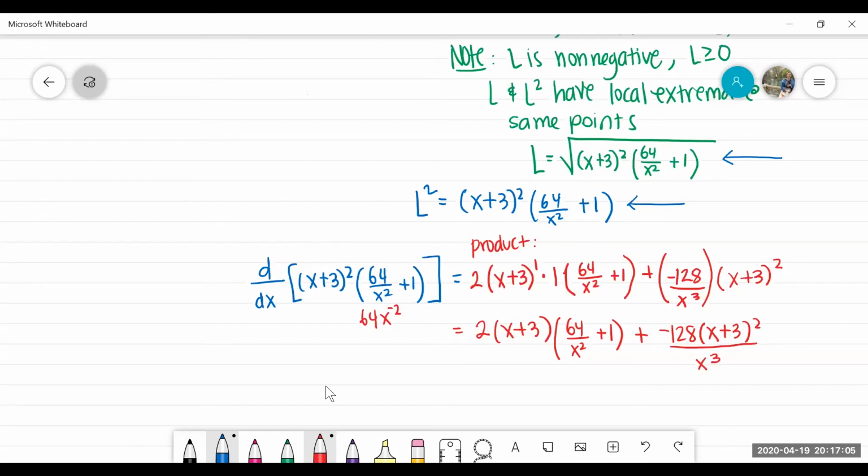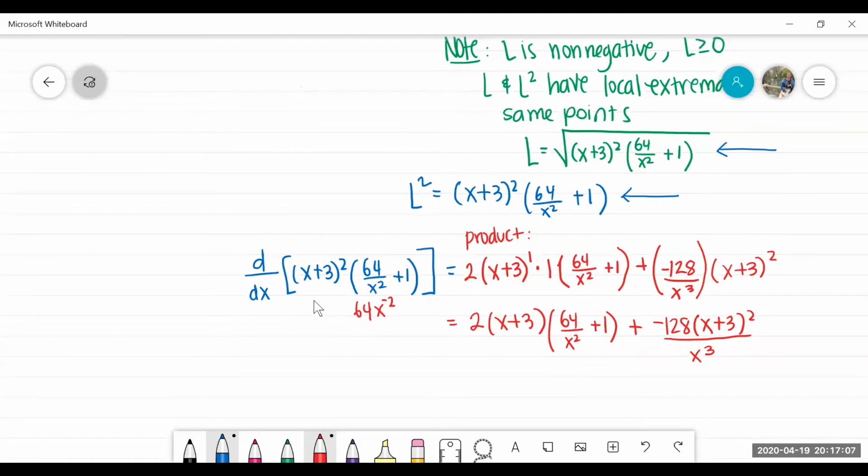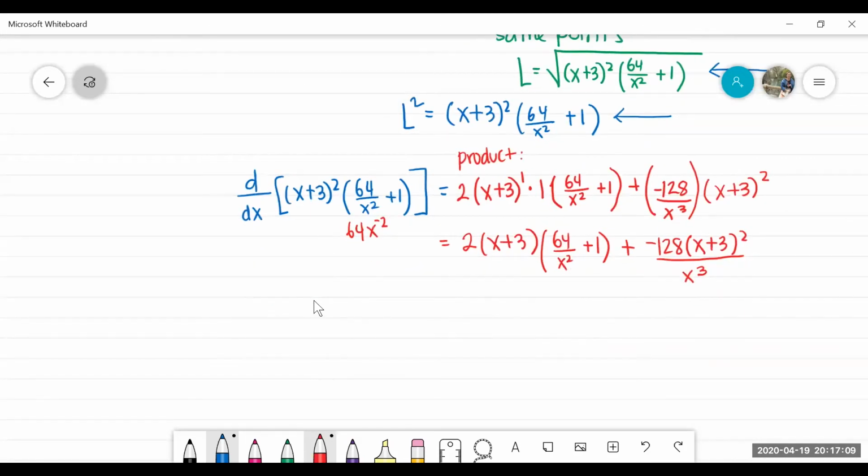I do see a common factor. There's an (x + 3) and also a 2 that we can factor out. So 2(x + 3), which leaves us with 64 over x squared plus 1, minus 64 over x cubed times (x + 3).